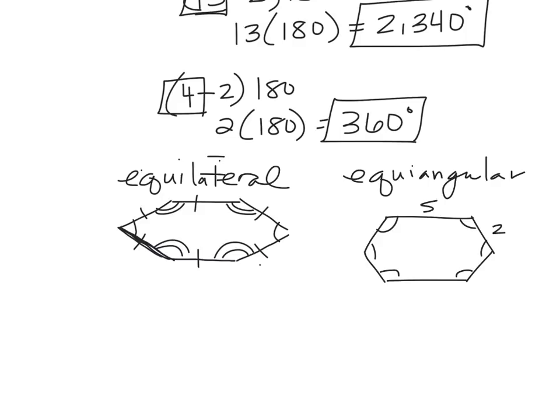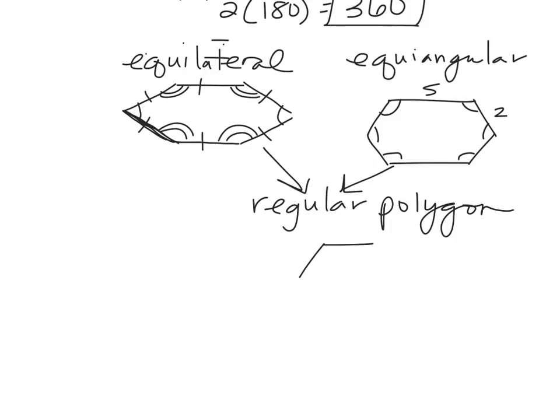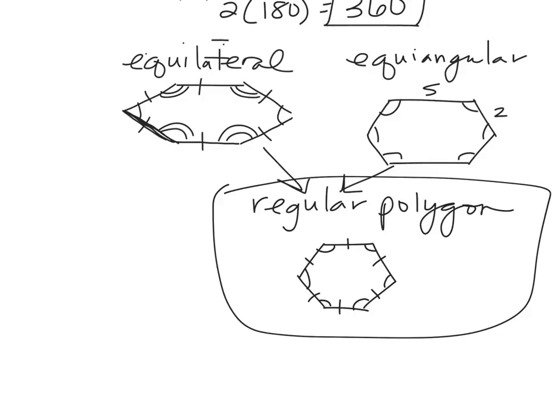Well, what happens is if you put the two together, so you have equilateral and equiangular, we call that regular. So when they talk about a regular polygon, they are talking about a polygon that has all equal sides and all equal angles. So something like this maybe, where these are all the same and these are all the same. Okay, so that would be a regular polygon. Questions on that? Okay, you're going to hear a lot about those in this chapter, so get used to that.